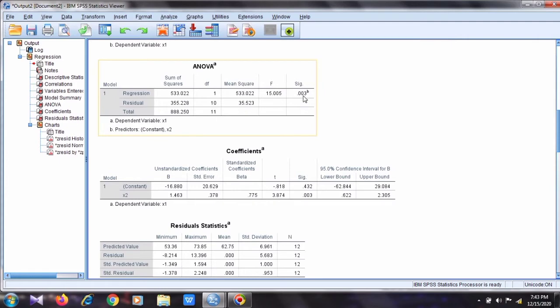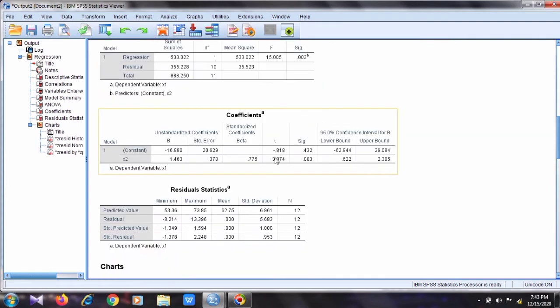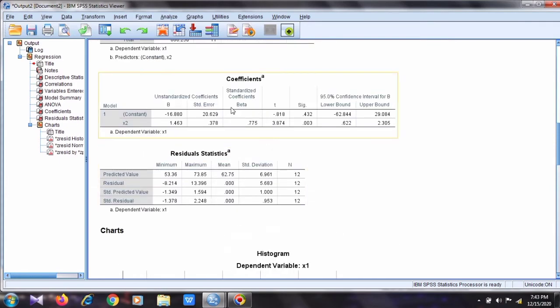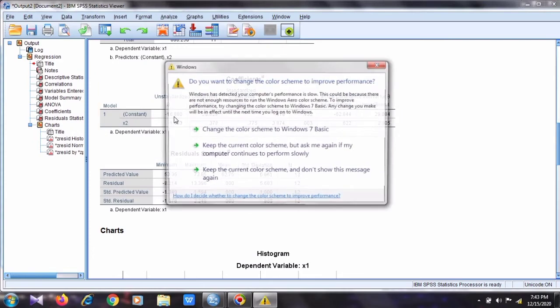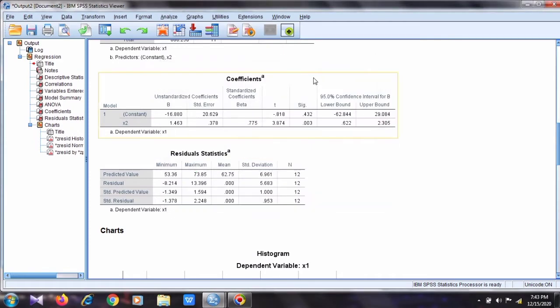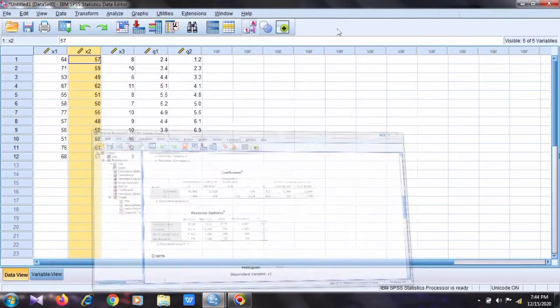We have another table, so it is statistically significant. You can have the coefficients here, so we will go for the unstandardized coefficients. So x2 will be this one. You have y is equal to a plus b x2. So a will be this one, b will be this one, so a plus b x2. So that's about simple linear regression.